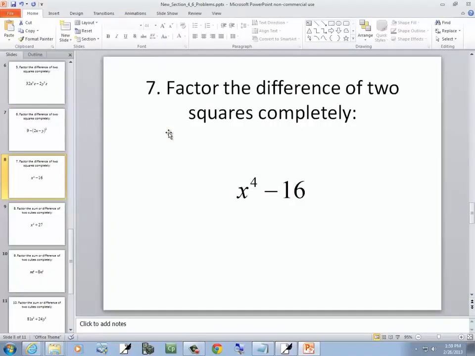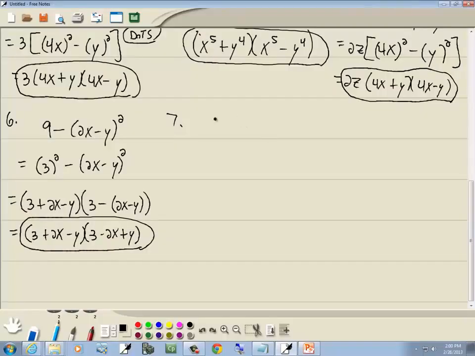Okay, one more difference of two squares. We've got x to the fourth minus 16. GCF: there is no GCF. Grouping: four or more terms. That doesn't fit. PSD and key number, both three terms. That doesn't fit. Dots: two terms with a minus between it. That fits. So we're going to try to write it as something squared minus something else squared.